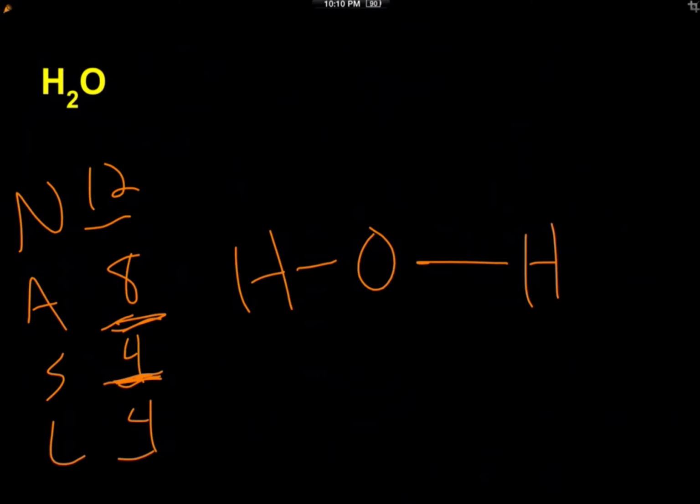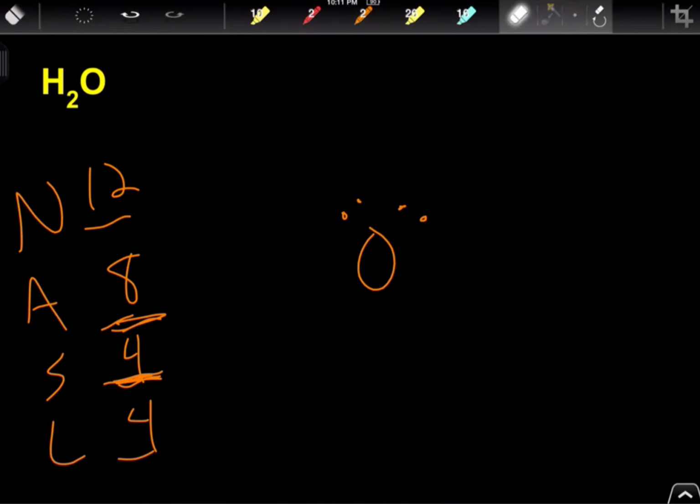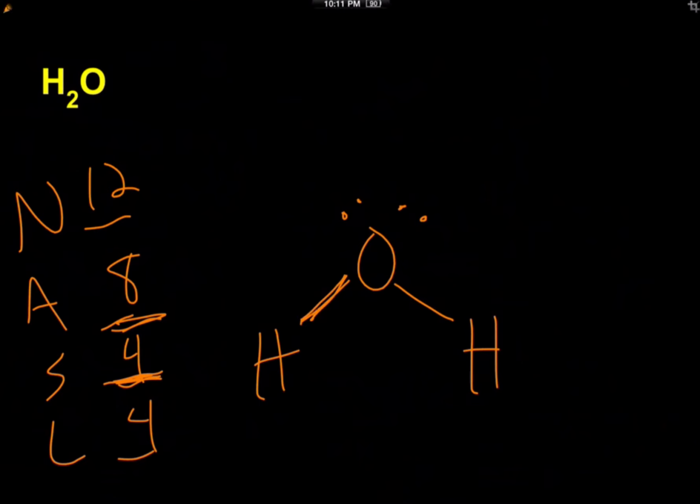Never, never, never put lone pairs on hydrogen, which means they're going to go on the oxygen. Now, when you put those lone pairs on the oxygen, the lone pairs really, really don't want to be near each other. And they really don't want to be near the bonds either. So that pushes the bonds down from a linear shape into a bent shape.